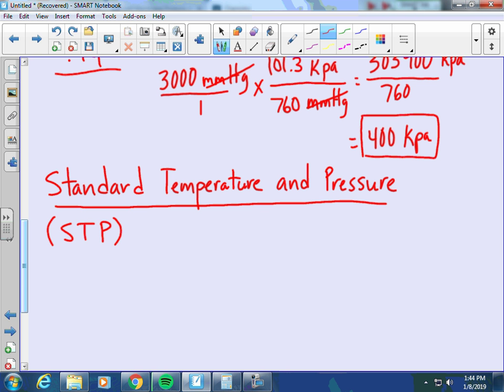It also stands for standard temperature and pressure. These are the standard conditions when we're talking about a gas. The standard temperature, really easy to remember, is 0 degrees Celsius. And the standard pressure, the normal pressure, is just 1 atmosphere. That's about our normal pressure that's on us. It can change depending on where you're at.